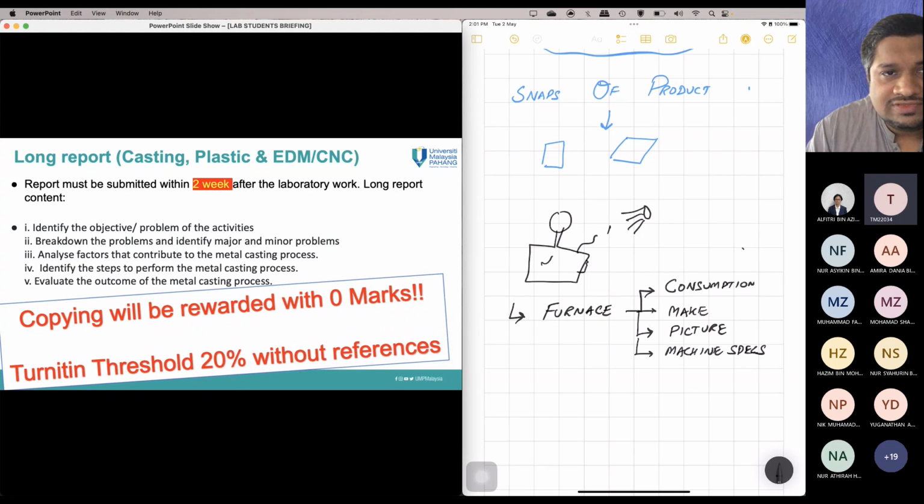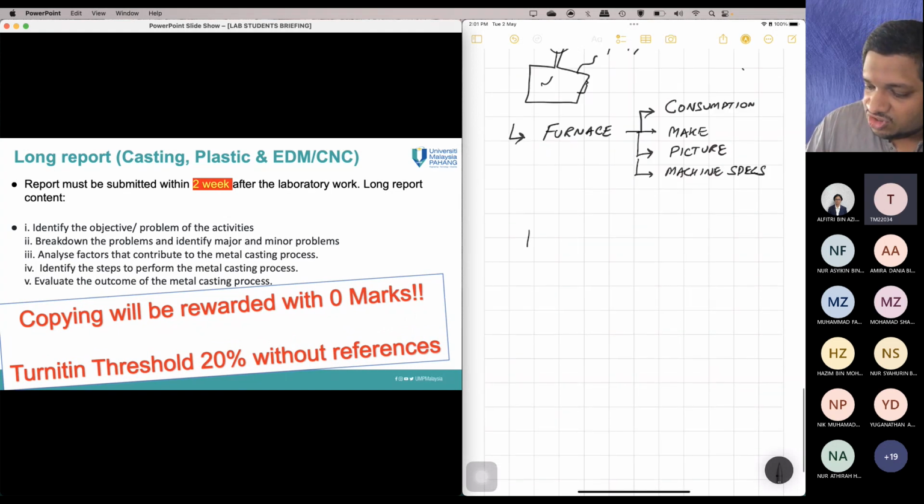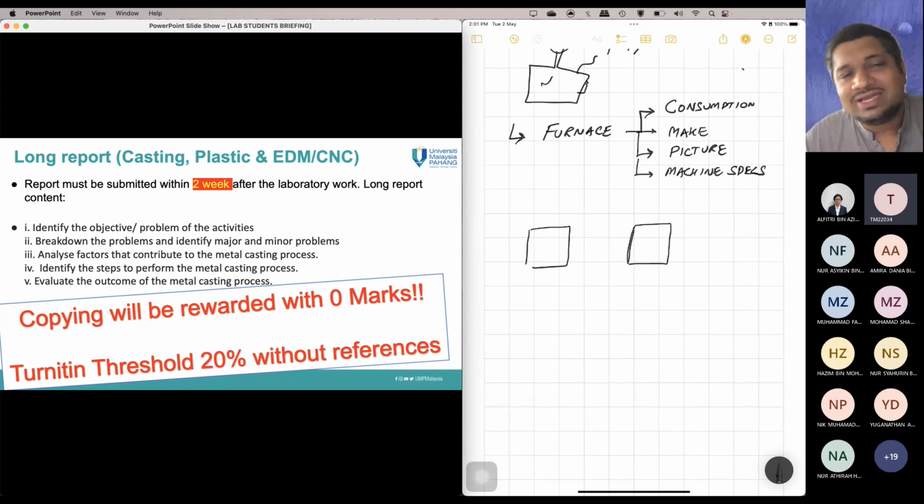Please do not copy paste from each other, because I've seen that some students copy paste the picture of the machine also from their own friends. So what happens is that if you see the pictures, you can see that two pictures are the same, because one person cannot take the picture from the same angle. So we can easily identify or detect that this picture has been copied from another student.